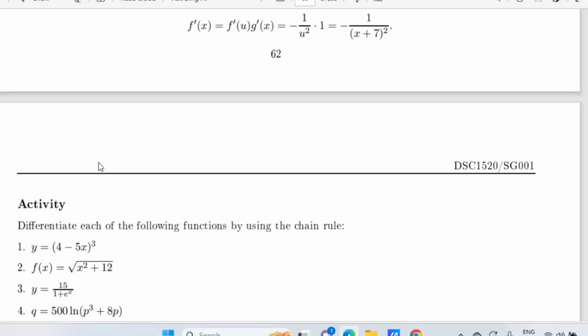Now, let's look at number 14. Number 14 says Q is equal to 500 ln of P cubed plus 8P.